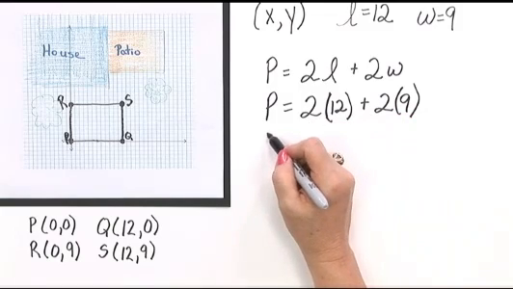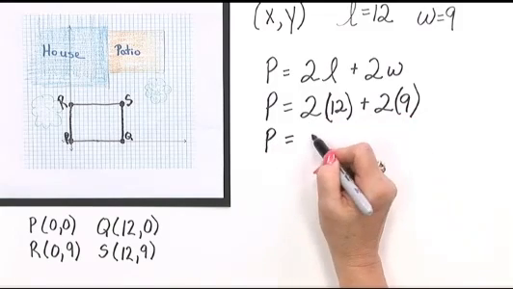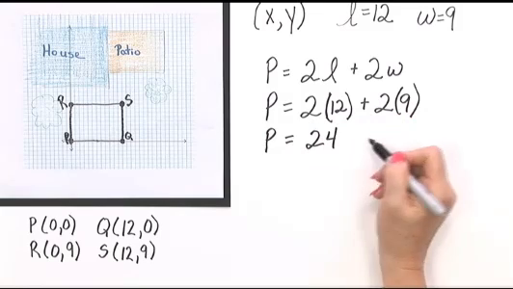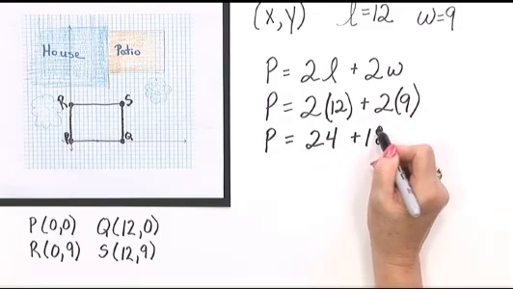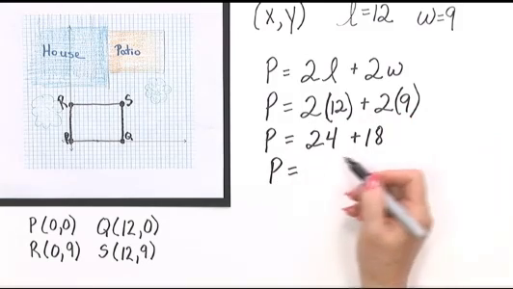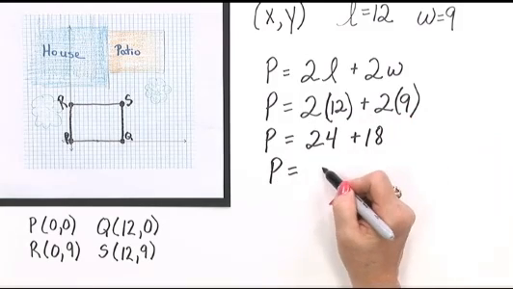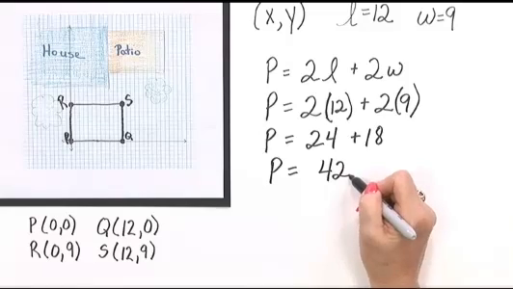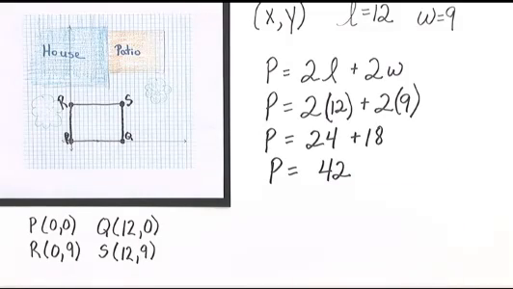And simplifying that, perimeter is equal to 24 plus 18. And the total perimeter then of Jasper's fence is 42 units. Megan needs 42 units of fencing to enclose the pen for her dog Jasper.